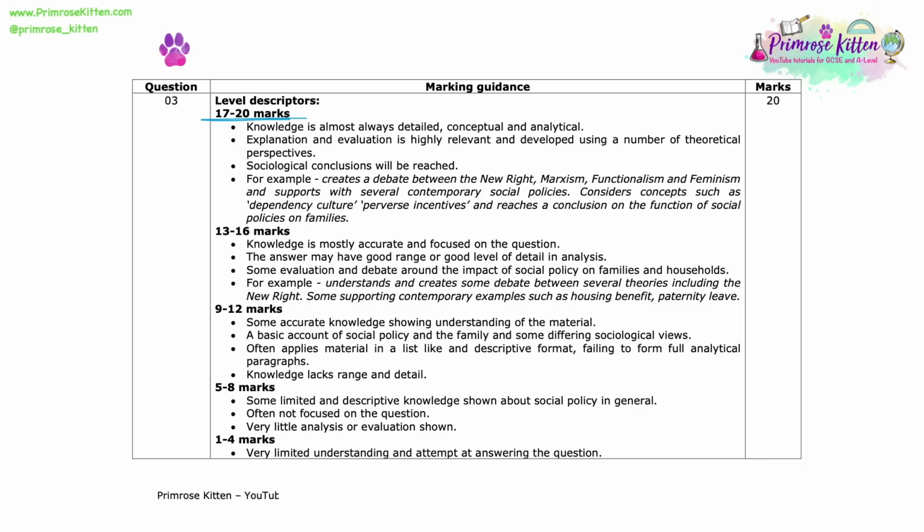But with regards to the 17 to 20 markers, then knowledge is almost always detailed, conceptual, and analytical. So what do the examiners mean by that? Well, you ensure that your knowledge includes key examples. Those examples will be contemporary. You ensure that your answer is littered the whole way through with concepts. I've said it previously, concepts are more important than individual sociological names in this essay. So you are using the sociological language. There's one in the item mentioned as dependency culture. The whole essay is littered with those, and you are able to define and apply them to the question confidently throughout.